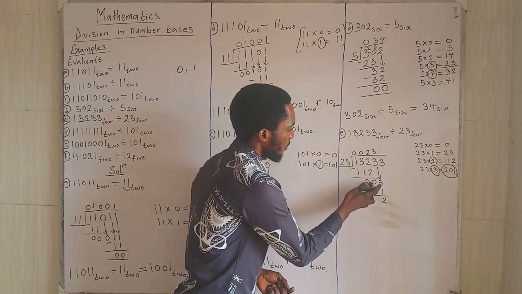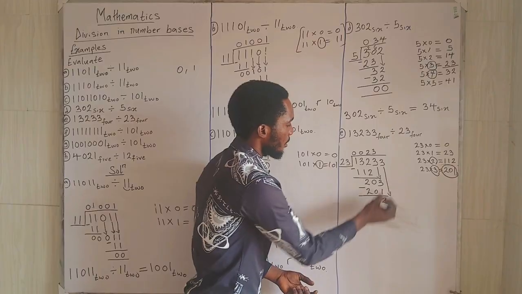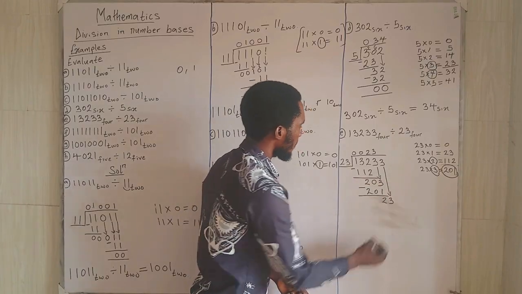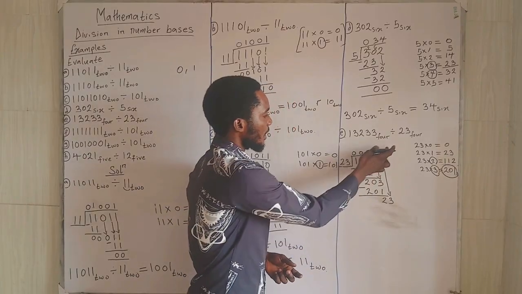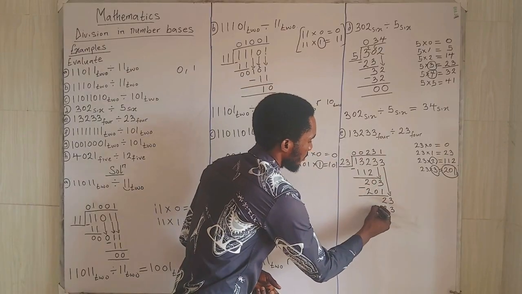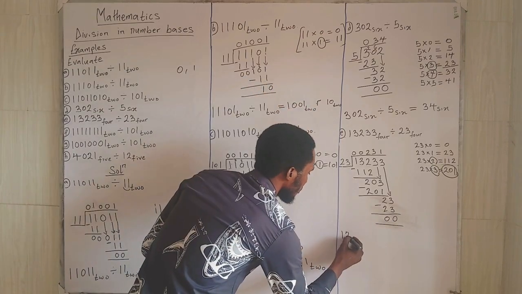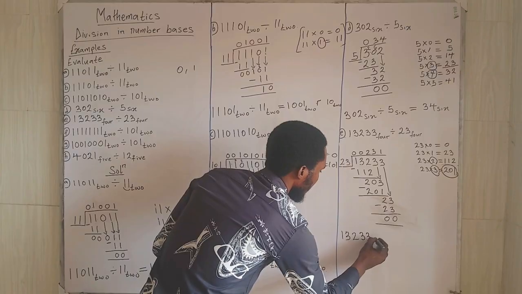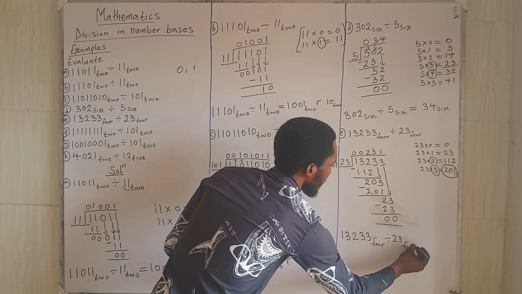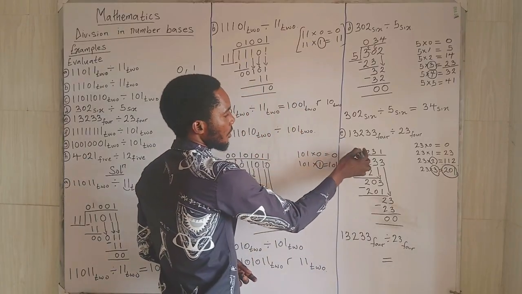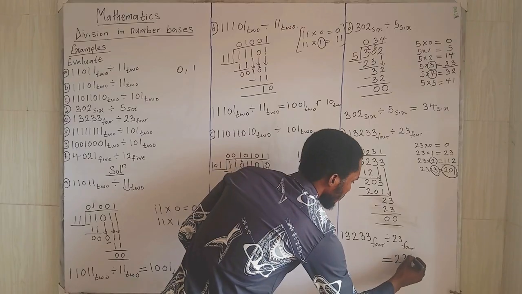0 minus 0, 0. 2 minus 2, 0. We don't have to write it. Bring down the next digit. And what do we have next? That is 23. 23 divided by 23, that should be 1. 23 times 1, that is 23. Subtract, 0. That means 13233 base 4 divided by 23 base 4 is 231 base 4.